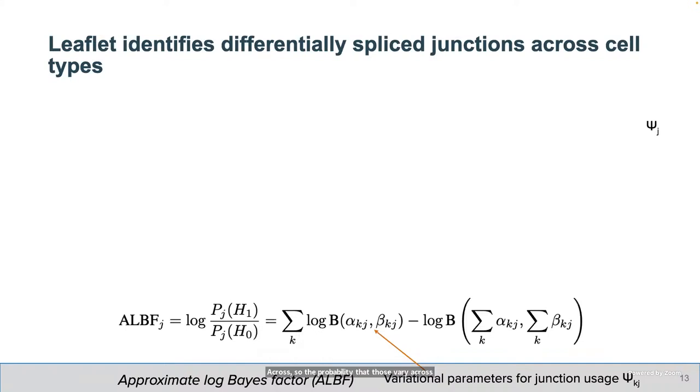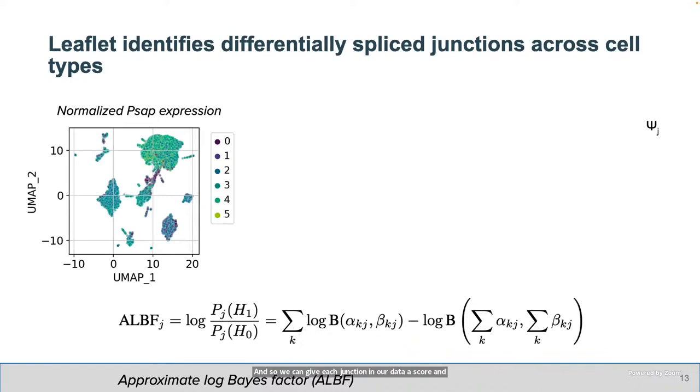And so we can give each junction in our data a score. When we did this across all the cells, one of the top scoring junctions came from a gene called PSAP. The gene on its own is not really a marker gene. This is just normalized total gene expression for this gene, and we can see that it's ubiquitously expressed among cells.